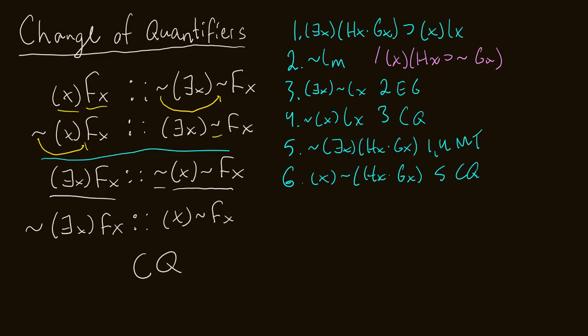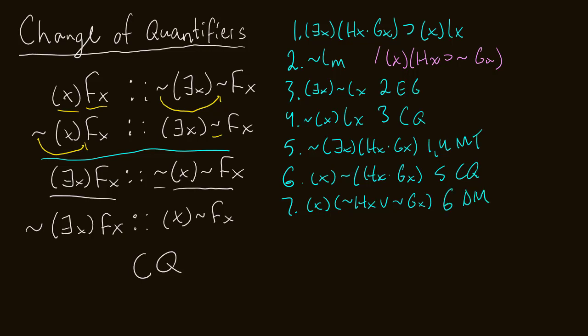We could try De Morgan's, right? We know what De Morgan's rules are, right? So let's do for all x, and then this will become not hx or not gx. And that came from line 6 and De Morgan's.